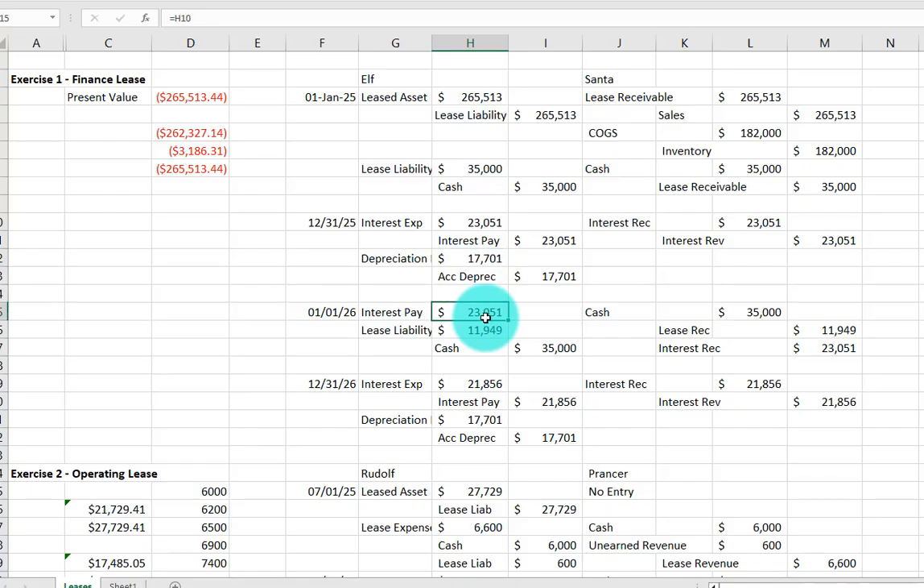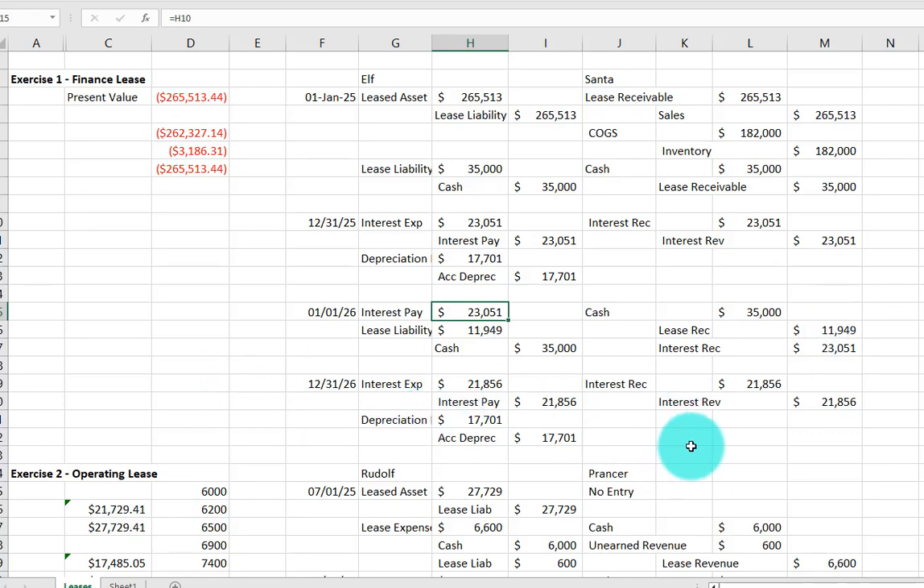Basically, at the beginning of 2026, we make our payment. We credit cash. We debit interest payable for the amount that we recorded at the end of 2025. The rest of it goes to the lease liability. On the other side, it's just a mirror image. Cash comes in. Interest receivable is credited. Lease receivable for the remainder.